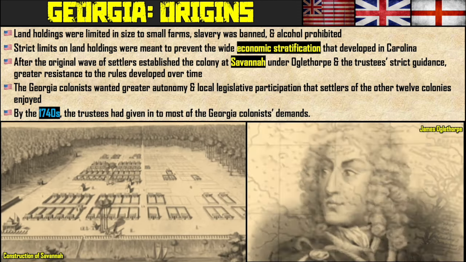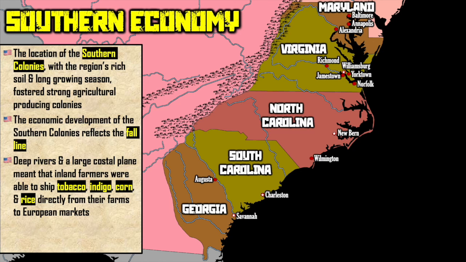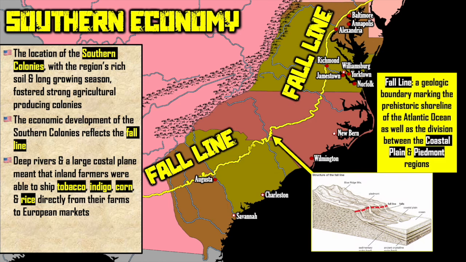The location of the southern colonies with the region's rich soil and long growing seasons fostered strong agricultural producing colonies. The economic development of the southern colonies reflects the fall line. The fall line is a geographic boundary marking the prehistoric shoreline of the Atlantic Ocean, as well as the division between the coastal plain and the Piedmont region. Deep rivers in a large coastal plain meant that inland farmers were able to ship tobacco, indigo, corn, and rice directly from their farms to European markets.